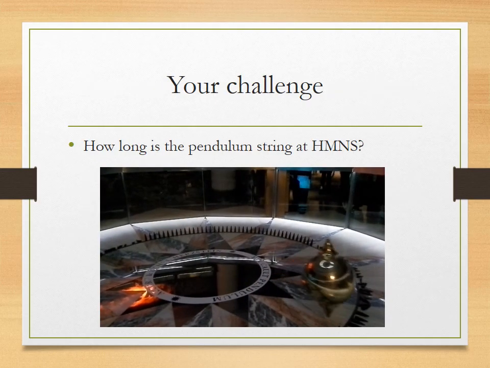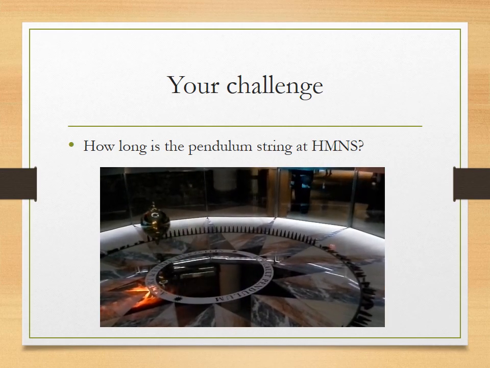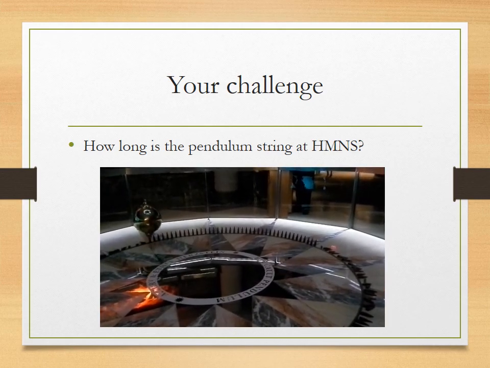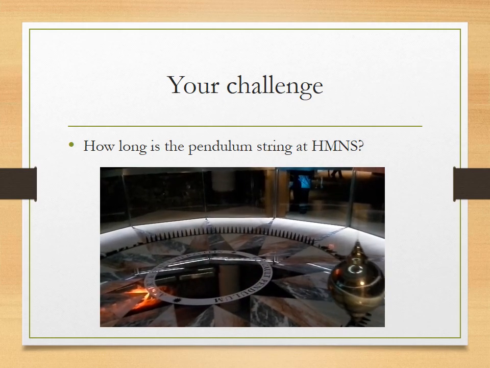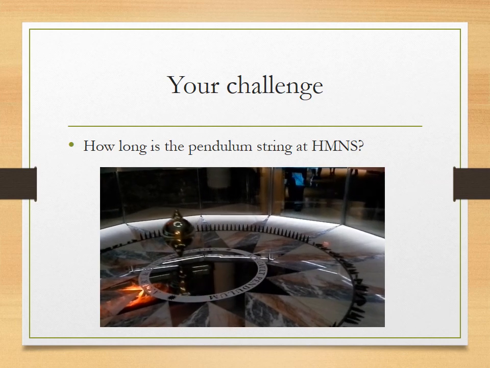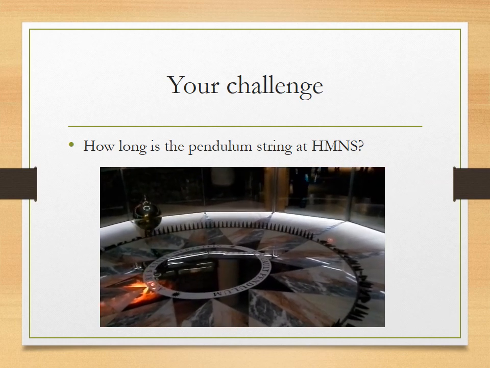Okay, your challenge before you do your actual lab write-up, the explanation for which is available on the website and on Moodle, is to figure out how long the pendulum string is for the pendulum at the Museum of Natural Science. So I'm going to show a couple of periods.